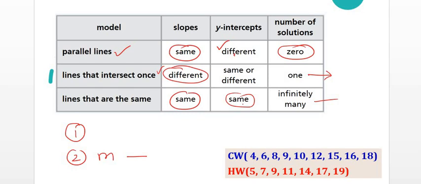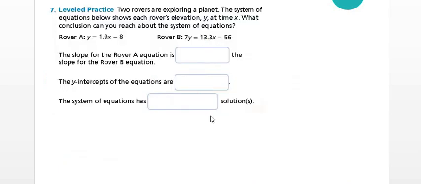So here I have taken question number 7 from the book. So if you look, we have been given two equations. This is the first one and this is the second one. They are saying two rovers are exploring a planet. The system of equations below shows each rover elevation y and the time x. What conclusion can you reach about the system of equations? And they have given you some questions over here.